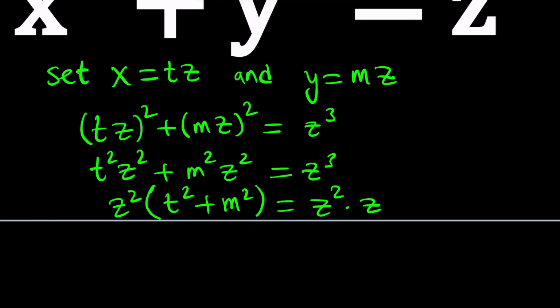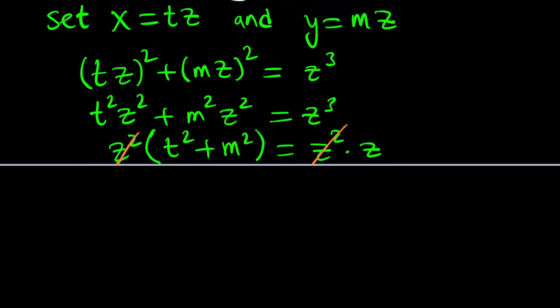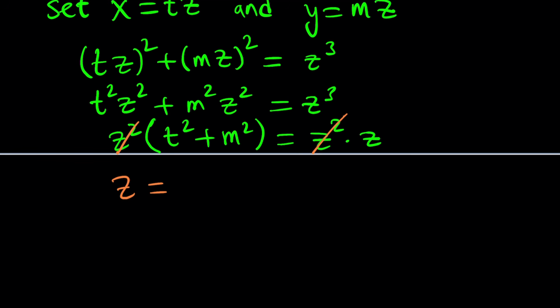Now let's go ahead and simplify this a little bit. We can divide both sides by z. Of course, we're assuming that z does not equal 0, because if z is 0, x and y are both 0, which is not that interesting, is it? So from here, what are we getting? We're basically getting a really cool equation, z equals t squared plus m squared. What does that mean? It just means that z can be written as a sum of two squares if we choose t and m.